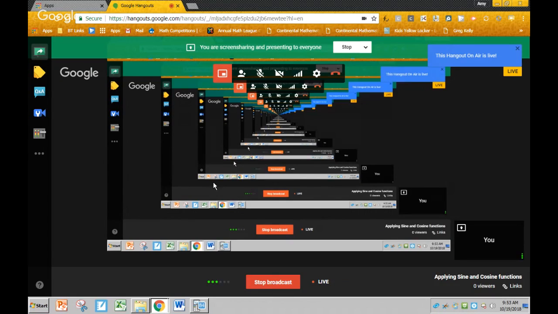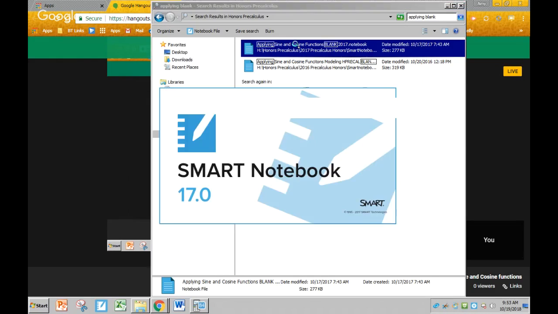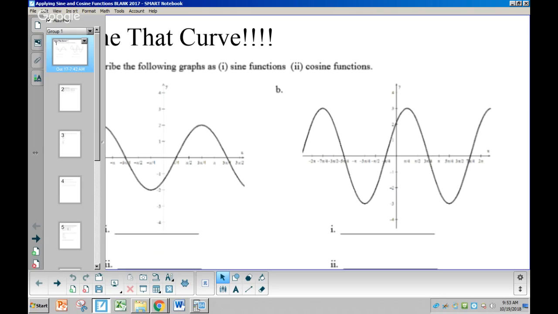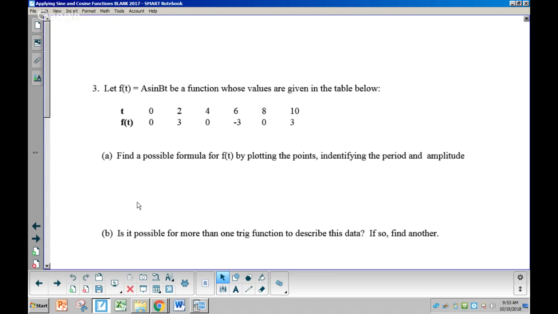All right, so today we're going to talk about applying sine and cosine functions to real life situations. Taking that data and graphing things by hand, and then we're going to also put it on the calculator. All right, so we're going to skip through the first 2 pages here and start right here.